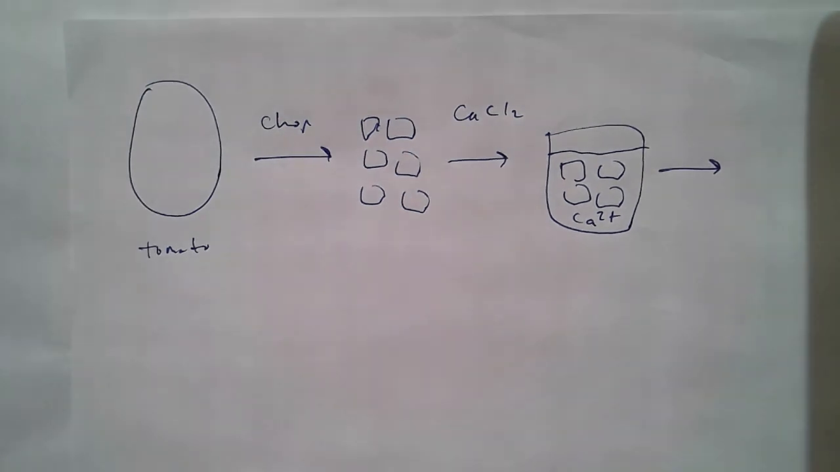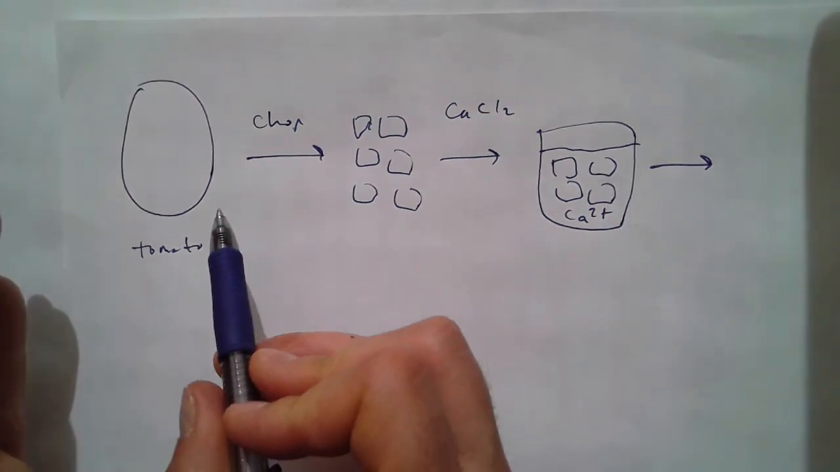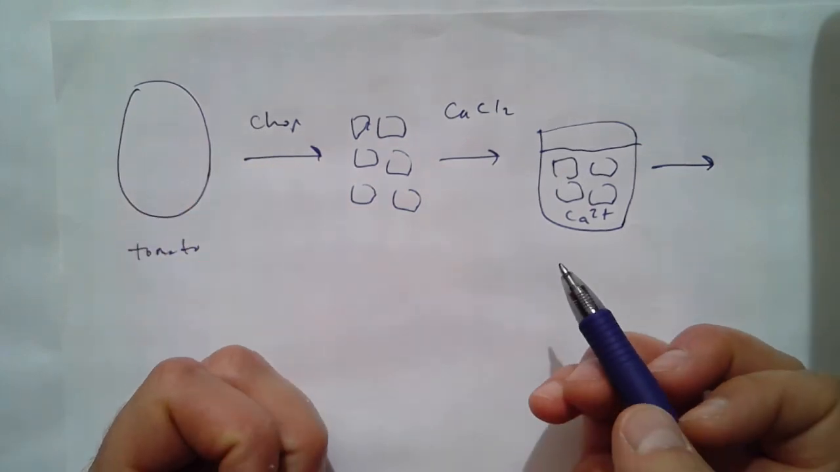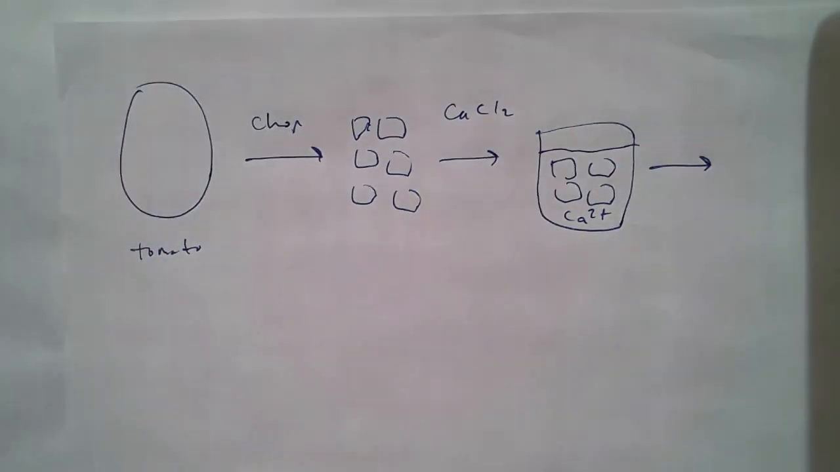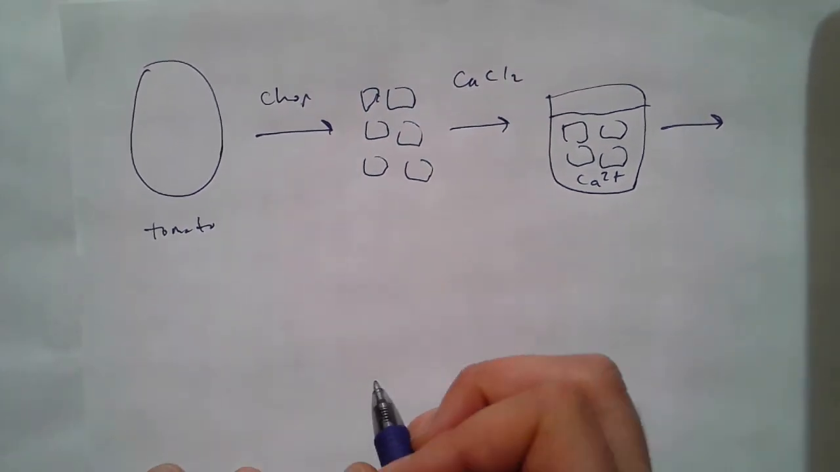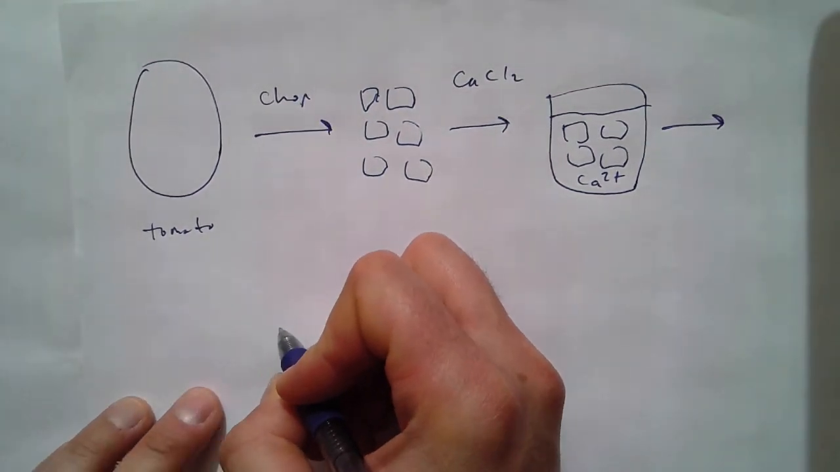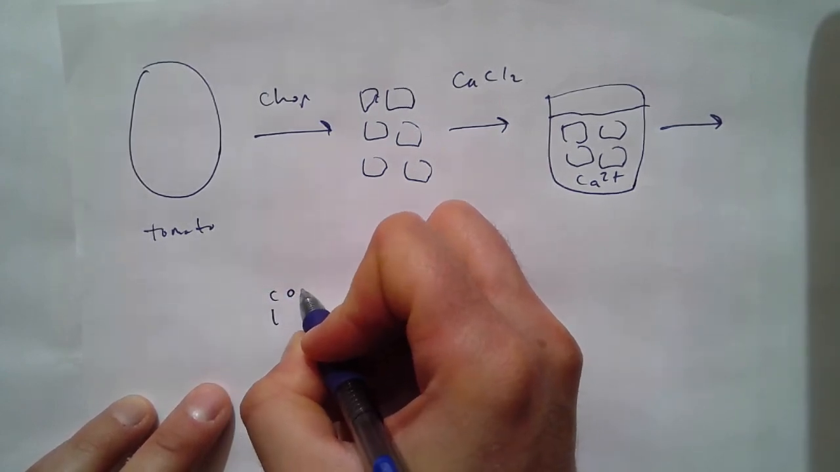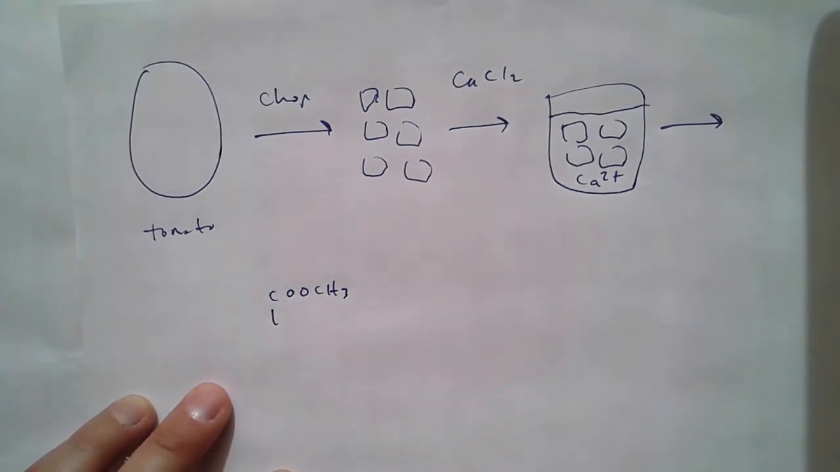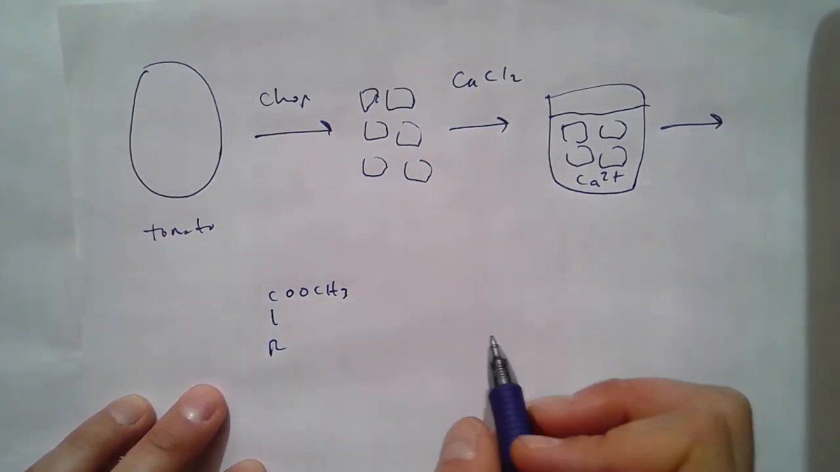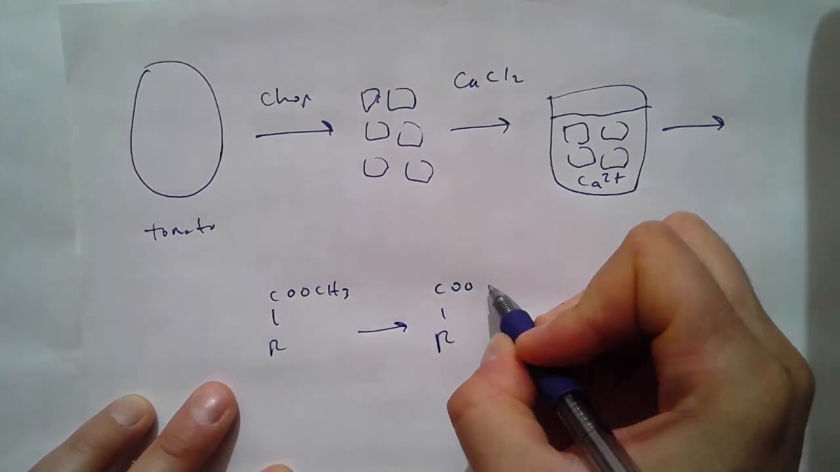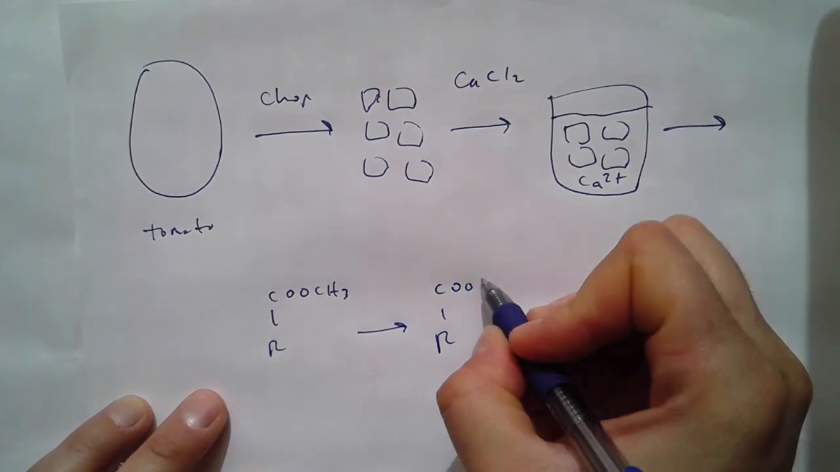And these are good conditions for PME to work. So PME is active under these conditions. Remember that we've taken our whole tomato, we've chopped it up. Now we've got physical contact between the enzyme PME and the substrate pectin. So it's going to work. And remember, what's happening here as PME is working is that we're taking methyl groups and we're converting them to carboxylic acid groups.